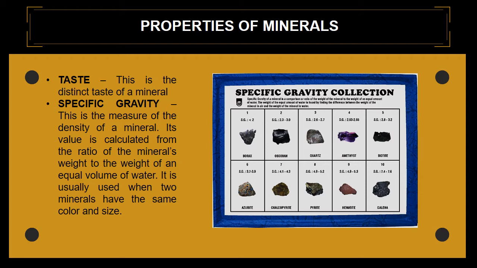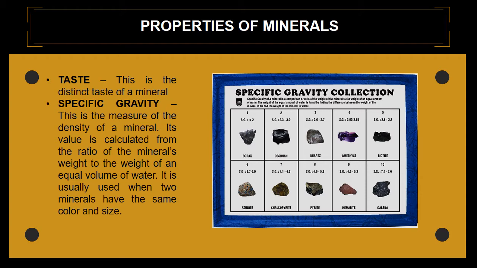Next is we have specific gravity. This is the measure of the density of a mineral. Its value is calculated from the ratio of the mineral's weight to the weight of an equal volume of water. It is usually used when two minerals have the same color and size. So, yung specific gravity is almost the same as density, kasi density talaga ang mini-measure.